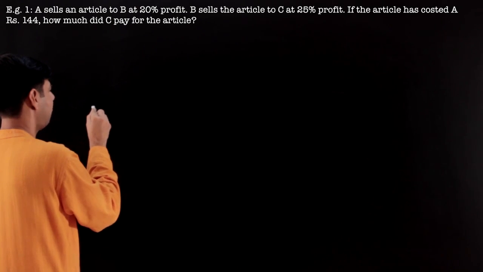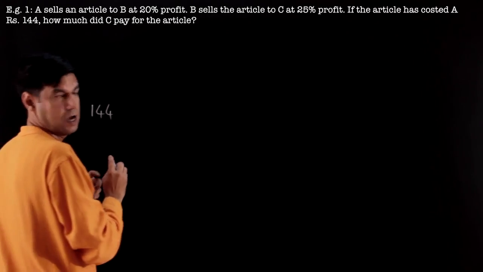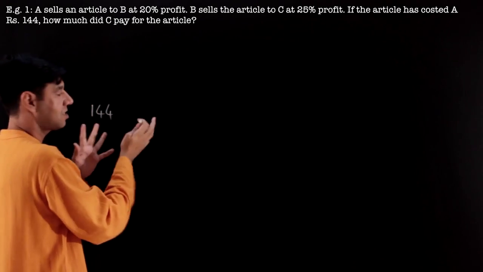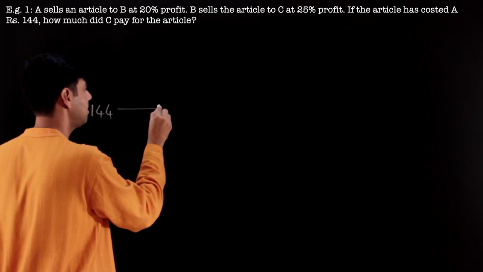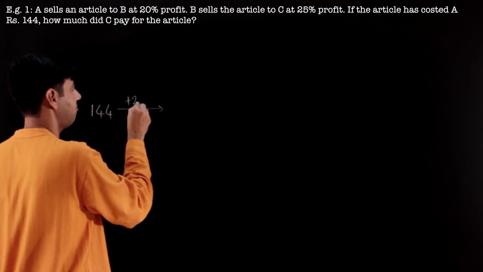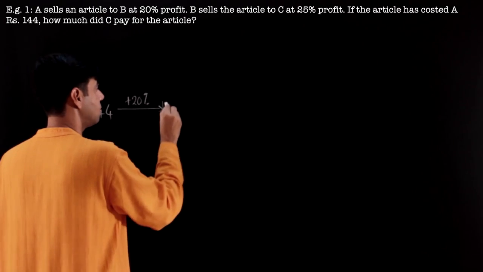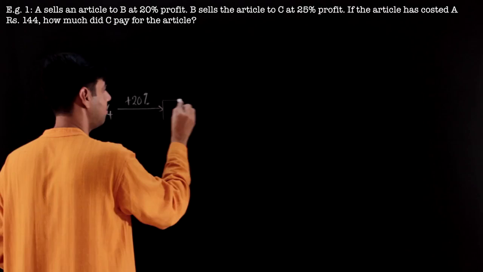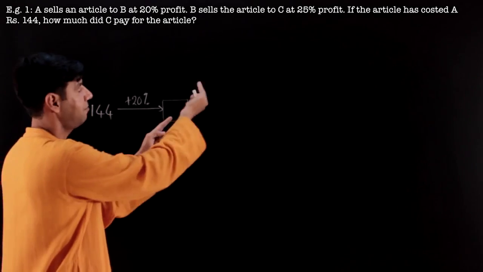So the cost for A is given to us as 144. This question is easy because the cost is given. Compare it with the second question that we will do here. Now this has been sold at 20% profit to B. So whatever B pays will be the selling price for A, and the cost price for B.